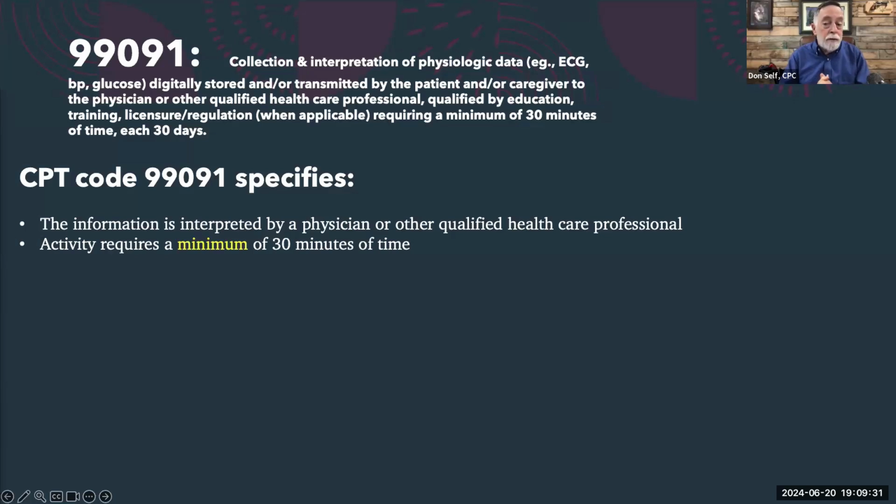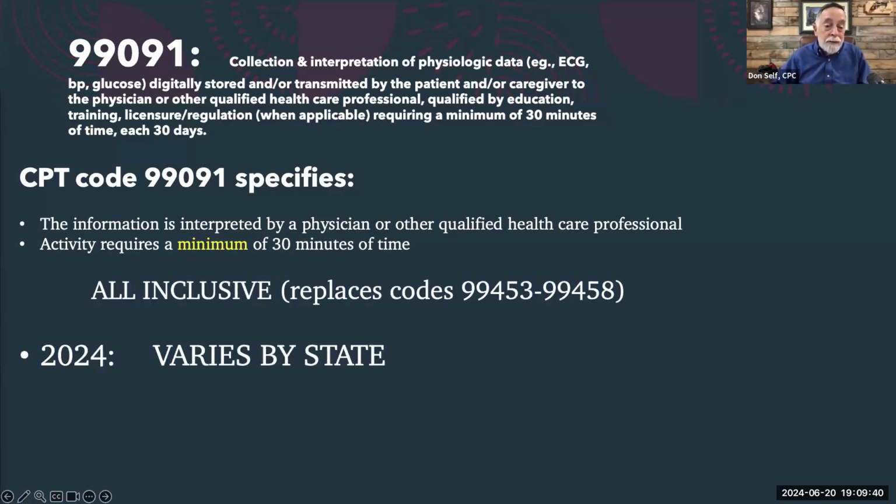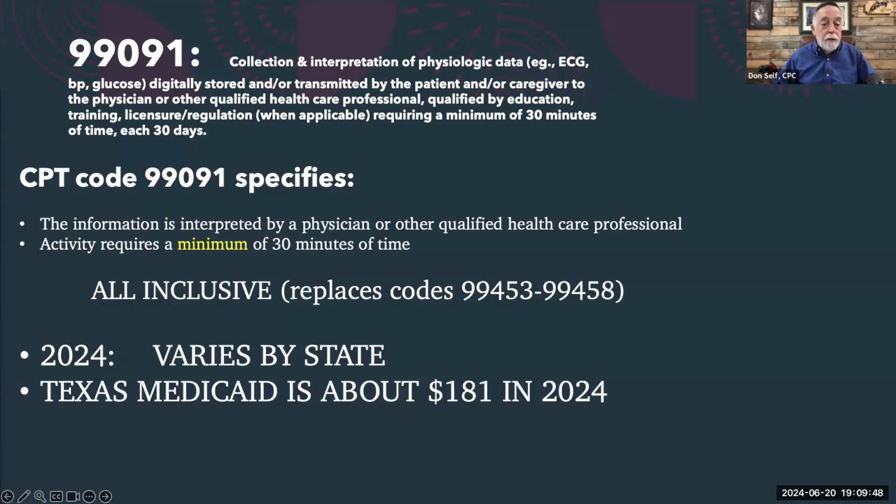But this code requires 30 minutes, where the other codes only require 20 minutes, and there's additional codes you can use. The difference is that this all-inclusive code generally pays much better overall than one set of the other codes. Like in Texas, for instance, Medicaid, I believe, is paying $181 this year for this code. And in order to get to $181, if you're billing out with the other codes to Medicare, for instance, it's going to take a couple of 99458. So I'm going to go into detail on that.